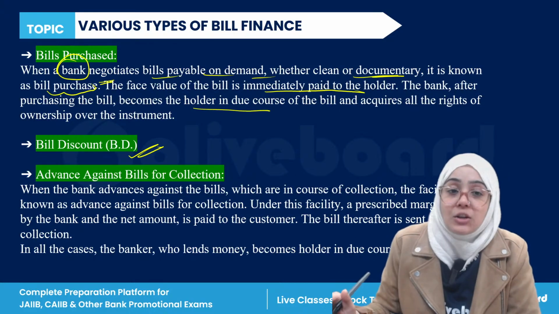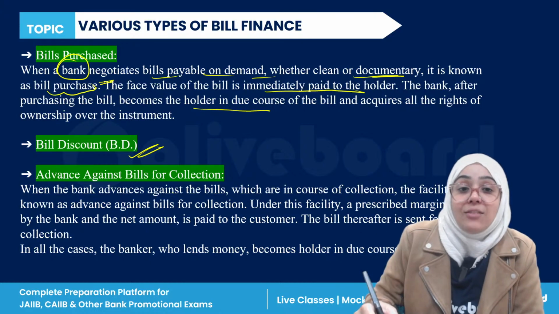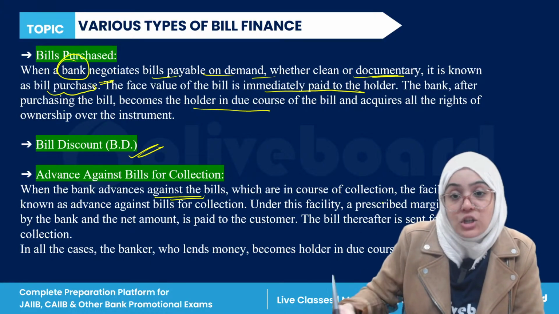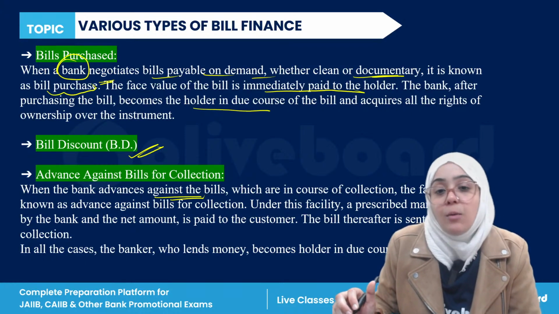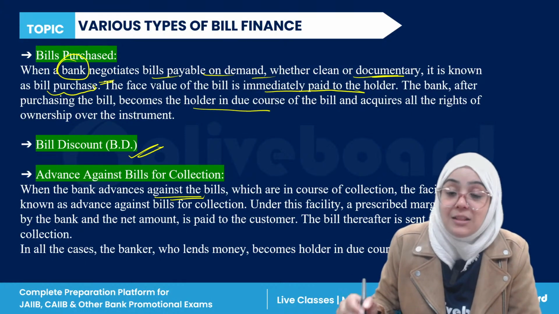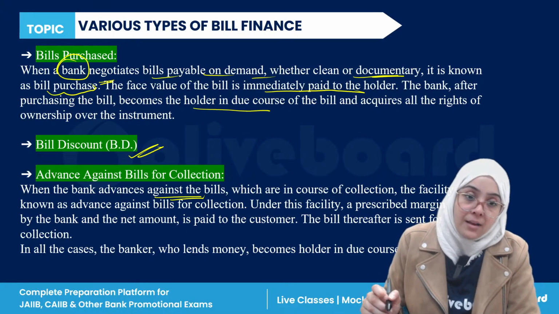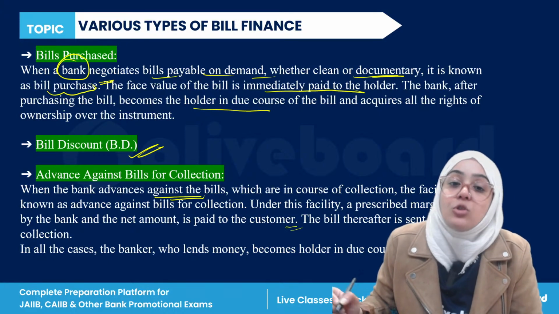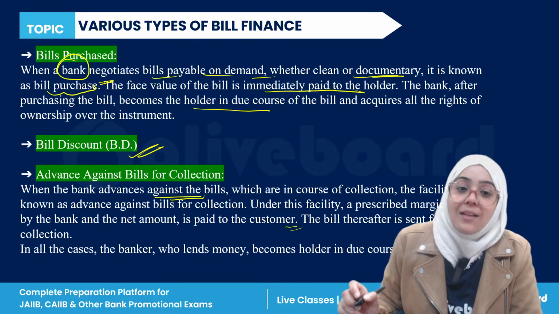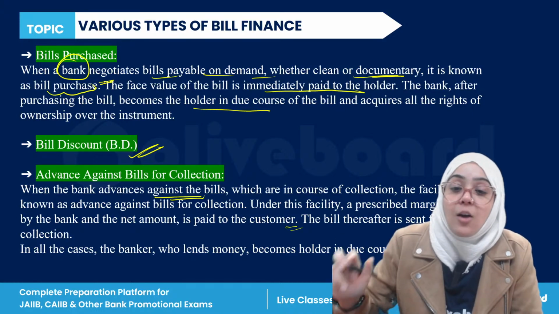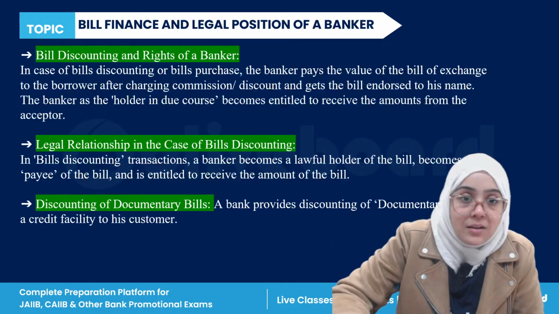Advance against bill for collection: when the bank gives an advance against bills which are in the course of collection, that facility is known as advance against bill for collection. Under this facility there is a margin which is kept by the bank and the net amount is paid to the customer, right? Bill is sent for collection, then in that case the banker who lent money becomes the holder in due course.